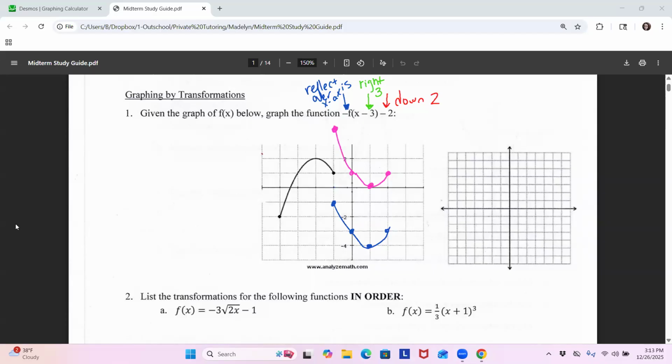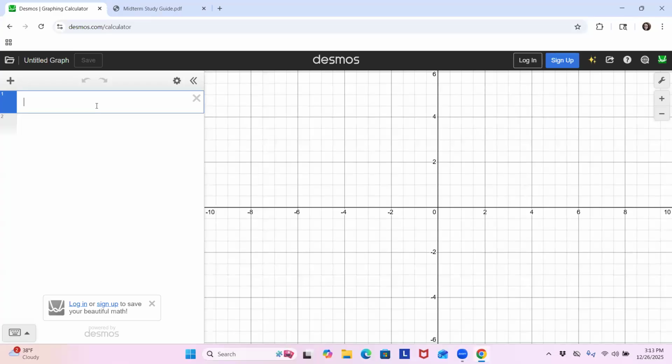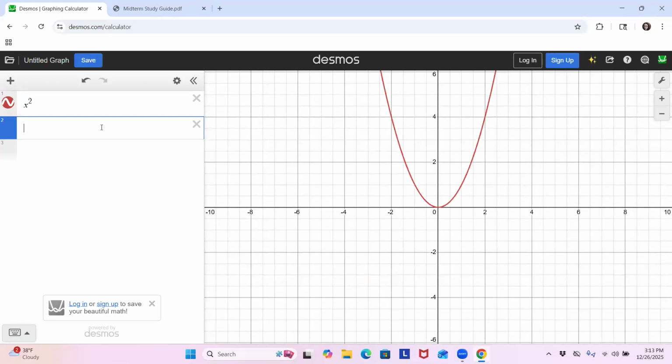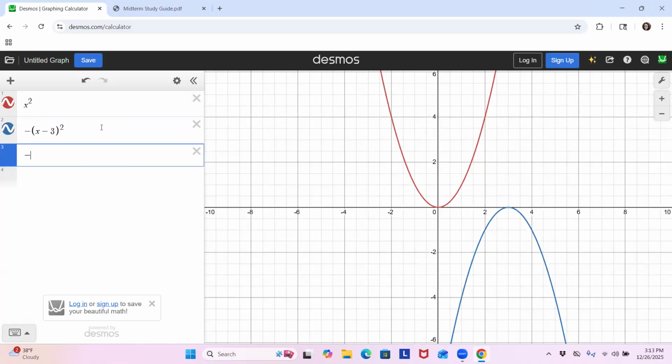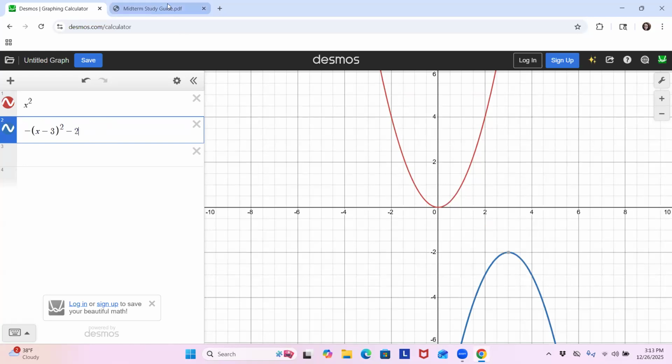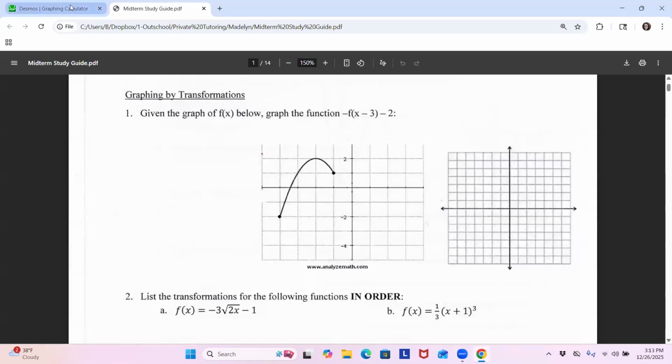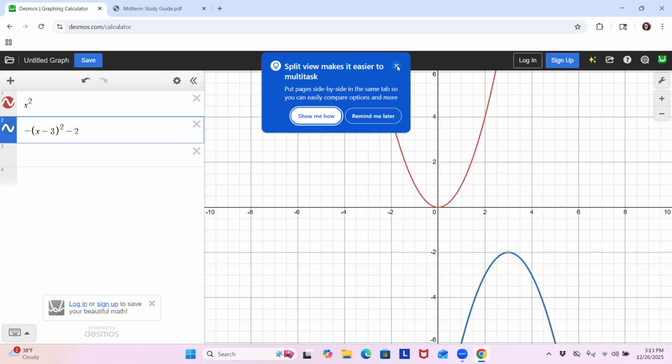Interesting. Okay, hold on a second. Let's go to Desmos. So we did negative x minus 3, minus 2. Let's just take x squared as an example. So then we would do negative x minus 3, squared, and then minus 2. Let me make sure I got that right. I know we don't have x squared, but yeah, there we go.